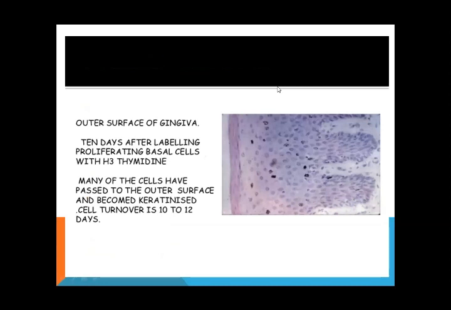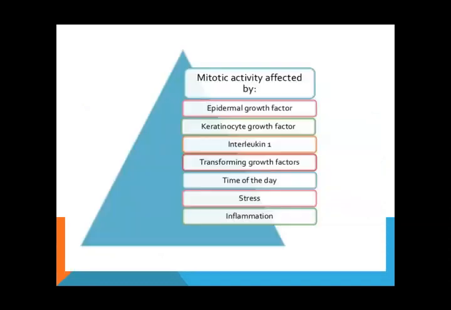The surface of the gingiva after labeling proliferating basal cells with H3 thymidine: many of the cells have passed to the outer surface and become keratinized cells. Turnover is 10 to 12 days. Mitotic activity is affected by epidermal growth factor, keratinocyte growth factor, interleukin 1, transforming growth factors, time of the day, stress, and inflammation.